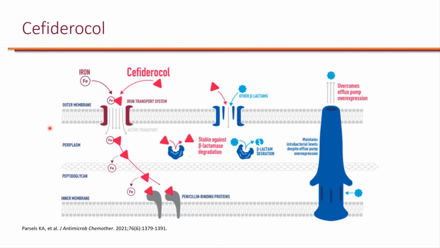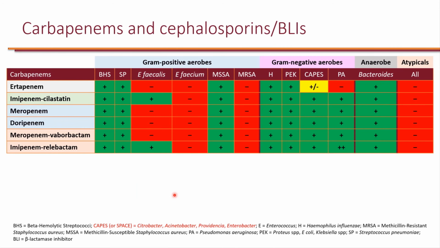So here's a figure that shows you how cefiderocol goes across the outer membrane into the periplasmic space where it can bind to penicillin binding protein. Essentially, it hijacks the system where the bacteria is trying to bring iron in, and cefiderocol goes in and finds penicillin binding protein.